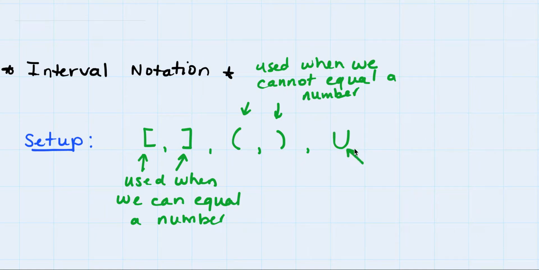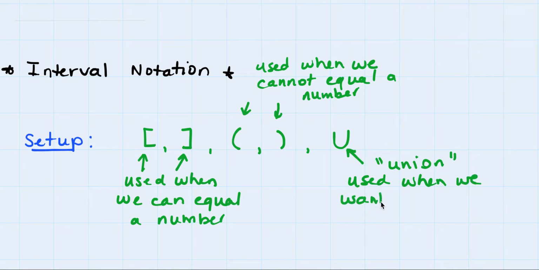And this U is a union, which is exactly what the word means. We put two things together. So a union is used when we want to join two sets. We're going to see each one of these, so the brackets, the parentheses, and the union in some of the examples. We're going to do a lot of examples, so I'll make sure that you understand how to write any set in interval notation.